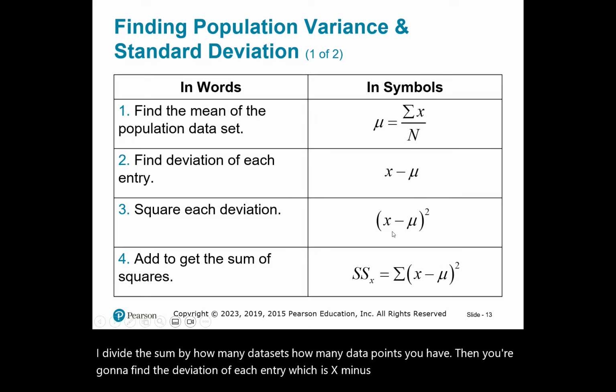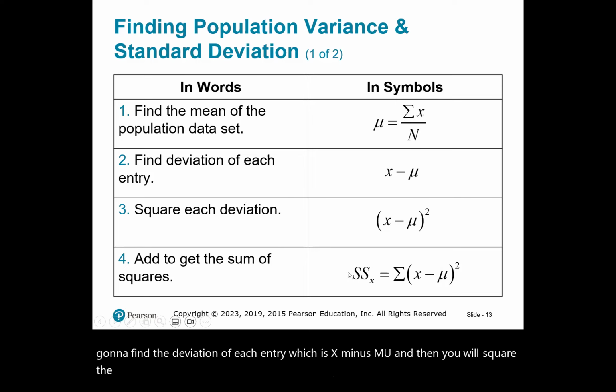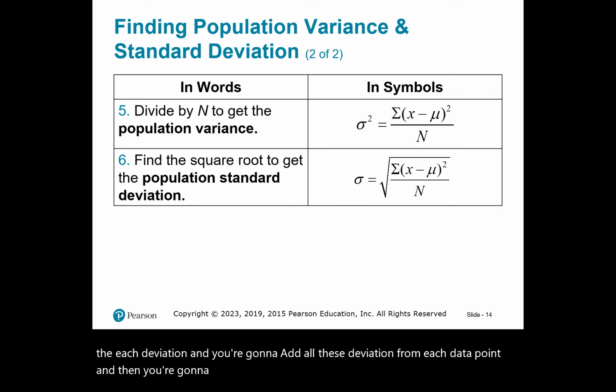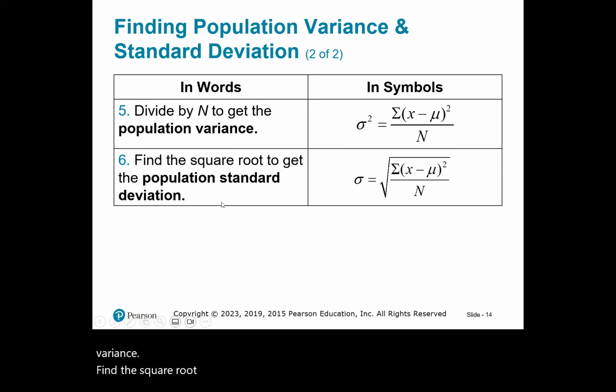And then you will square each deviation, and you're going to add all these squared deviations from each data point. And then you're going to divide them by n to get the population variance. Find the square root of the variance to find the population standard deviation. So finally, sigma is calculated.